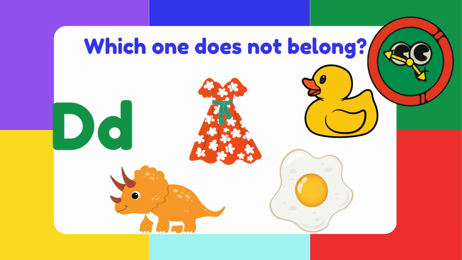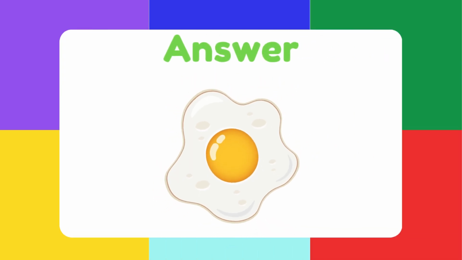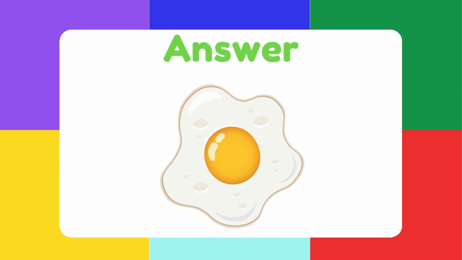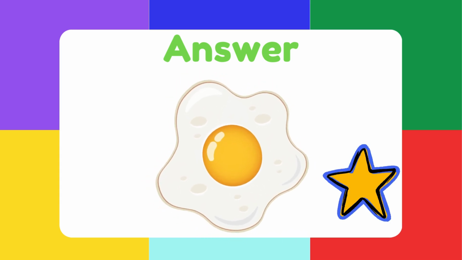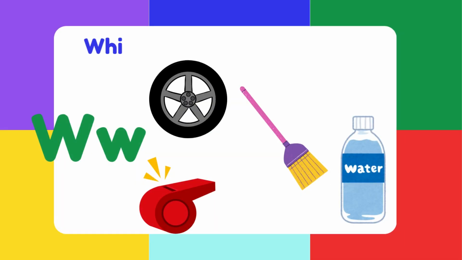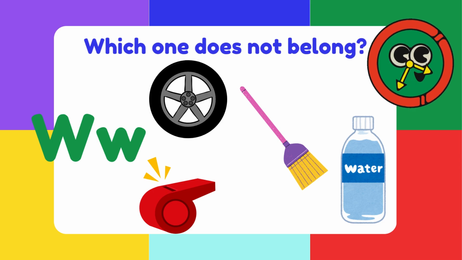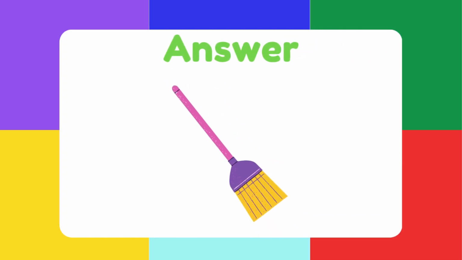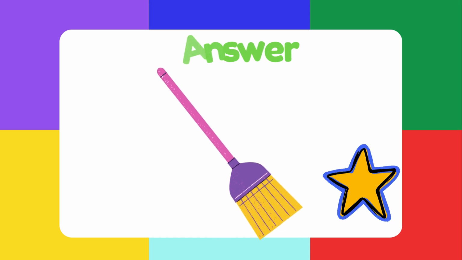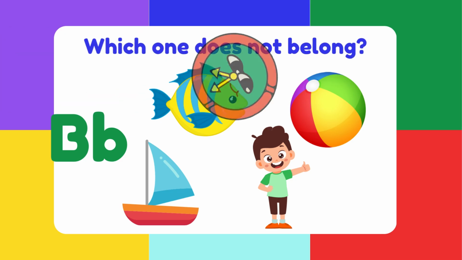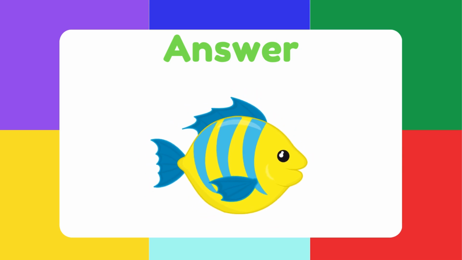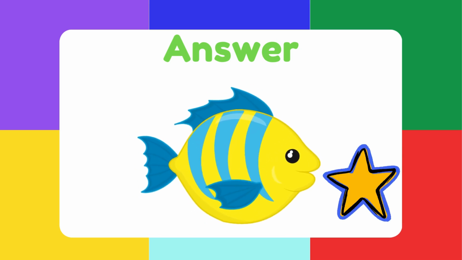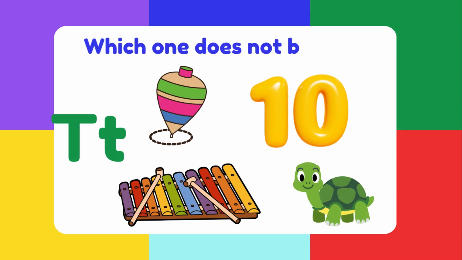3, 2, 1. Egg. Yes, that's right. Egg does not have the D sound. Great job. 3, 2, 1. Broom. Excellent. Here's a star for you. 3, 2, 1. Fish. Super. Good going, kids. Well done. Yay!